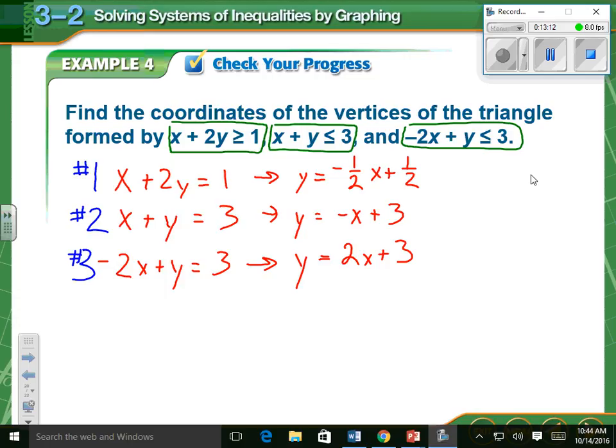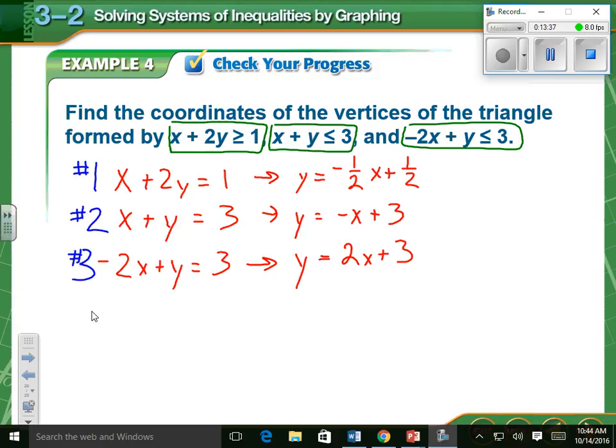One method for doing this is to take each inequality and maybe pretend like it's an equation so that you can put it in slope-intercept form. Change x plus y equals 3 into y equals -x plus 3. Negative 2x plus y equals 3 becomes y equals 2x plus 3. And then you've got 3 equations.